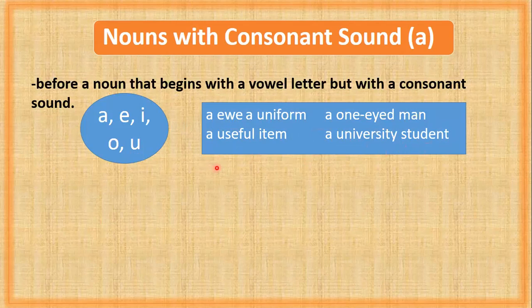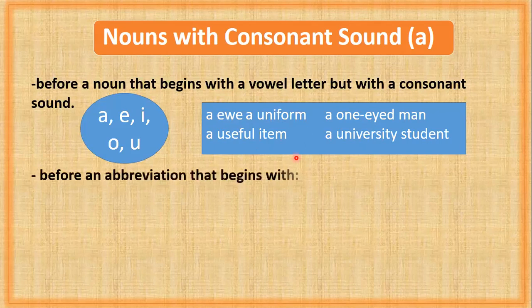What is very noticeable here is that all these words, be it you, uniform, one-eyed, useful, or university, begin with a vowel letter, but all these words have a consonant sound. Therefore, we are using the indefinite article a in front of them. So what we should see in the use of a or an is the sound, not the letter.